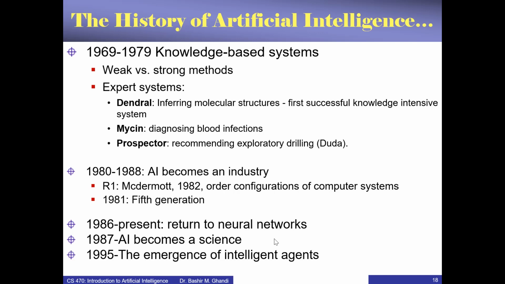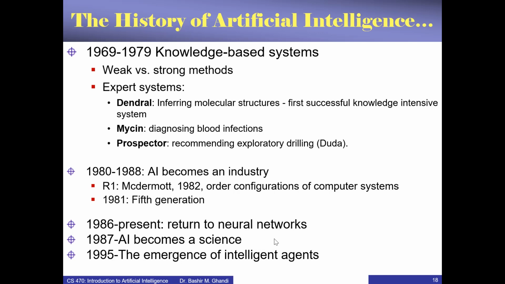And the last period we will talk about is 1995, the emergence of intelligent agents. It is at this time that it became clear to AI practitioners that it is not necessary for an AI system to behave or to think like a human. You don't have to make it think like a human. The main thing is to have an intelligent system that can solve problems.